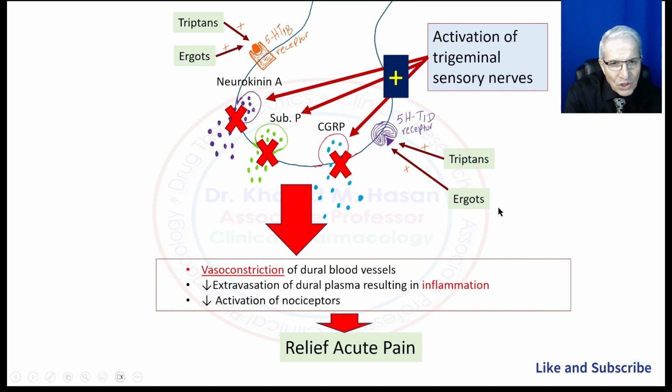So we can ask the question here: which of these medications are considered agonists for serotonin receptors 1D and 1B and used for acute migraine treatment? We can speak about triptan and ergot. Triptan and ergot are two medications used for acute migraine attacks. How do these medications work? By stimulating serotonin receptor 1D and serotonin receptor 1B.